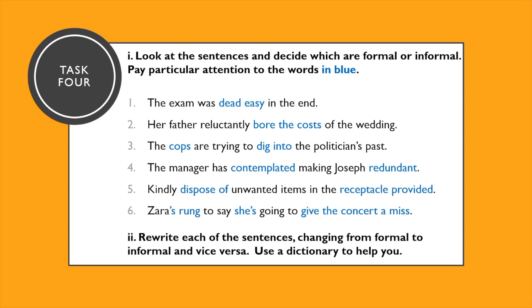Now it's time for another task. So this task has two parts. First, look at the sentences and decide which are formal or informal. Pay particular attention to the words in blue as these give you the biggest clues about the register of the sentences. And secondly, rewrite each of the sentences, changing them from formal to informal or vice versa. This activity might be quite difficult for you, so use a dictionary to help if you need it. Press pause and press play again when you're ready to review.